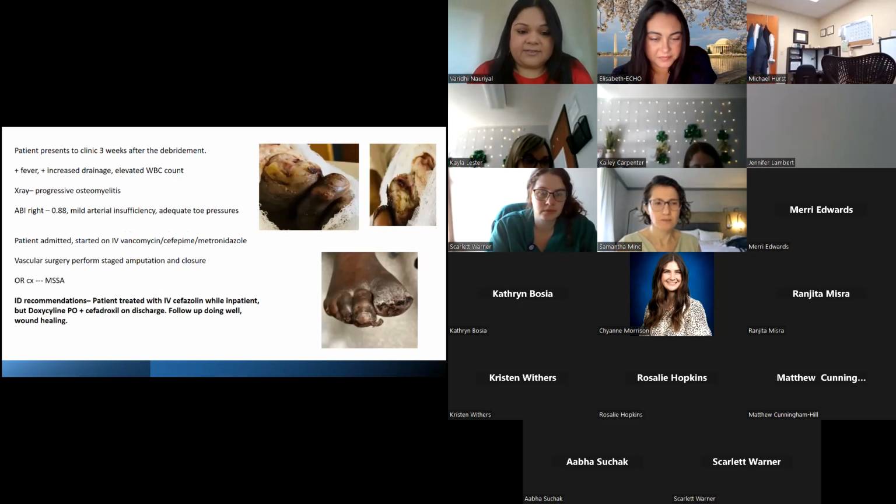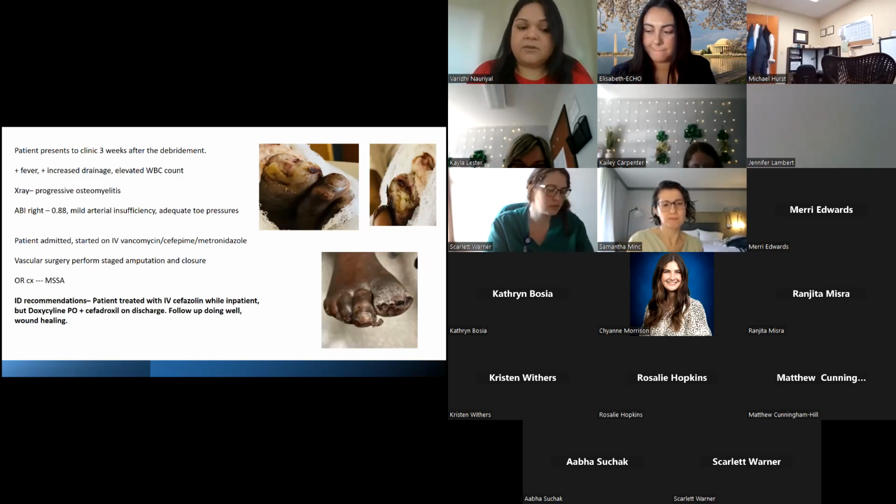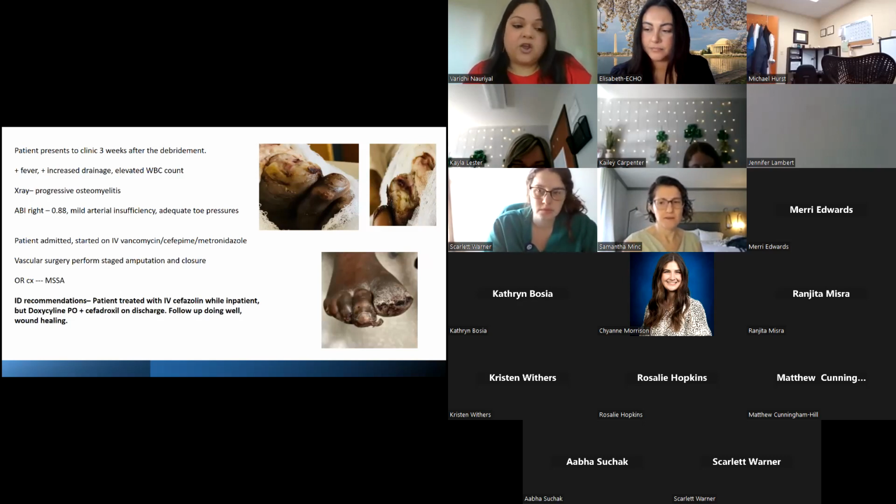In this case, we followed the recommendation of treating upfront with IV antibiotics while this patient was in the hospital. But when he was ready for discharge, he was discharged on 2 oral agents, doxycycline and cefadroxil. Now, these are nuances that the ID team will decide. Some people may have chosen a single agent. Some people choose a double agent to provide adequate bone penetration, which in this case we were fairly confident that doxycycline would provide.